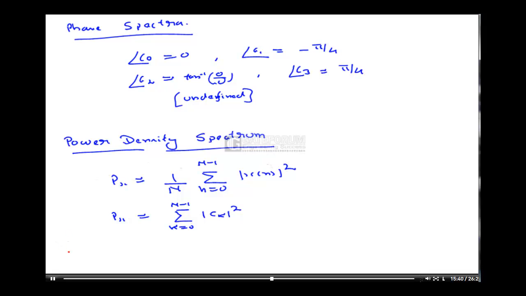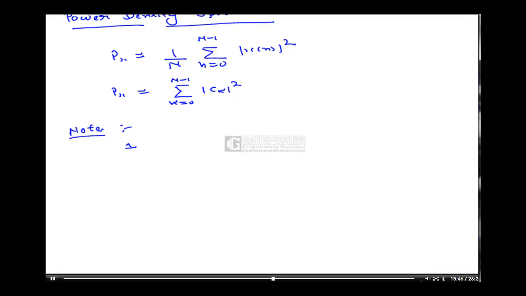Now some points to note. First point: Ck equal to C of k plus N. That means the discrete time Fourier series is periodic with period equal to N.